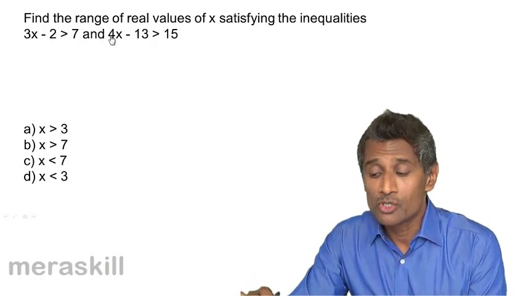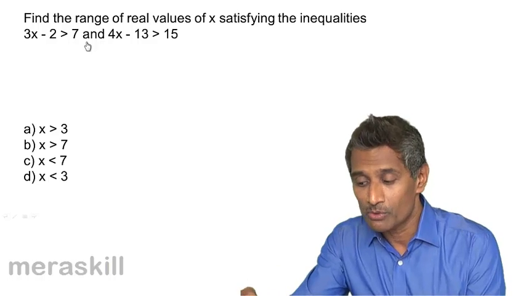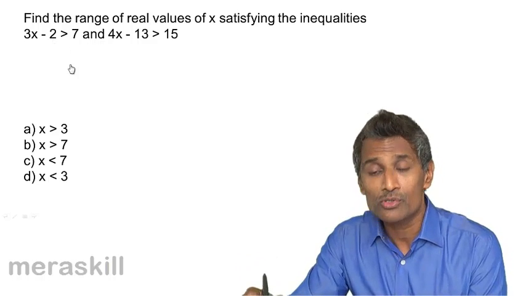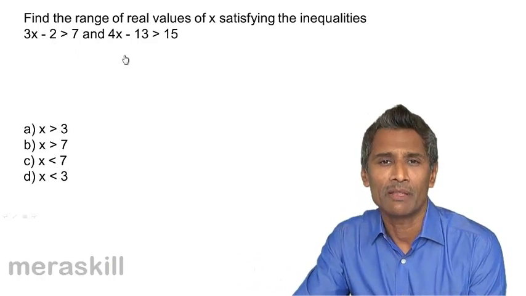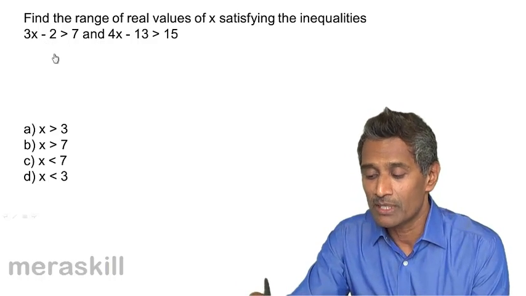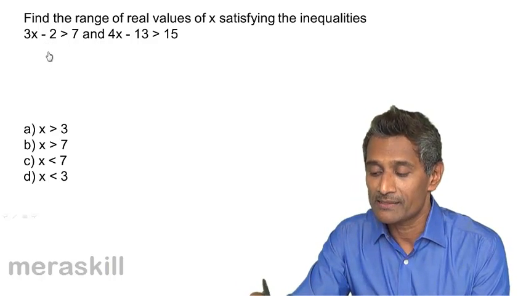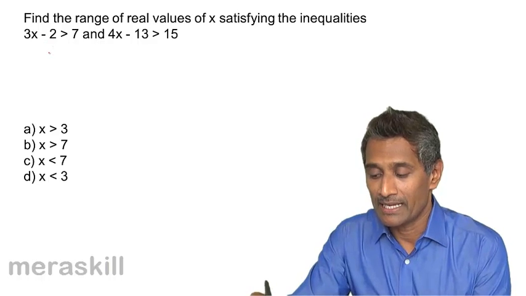Hence, we duplicate the process of what we did in the previous example. So we need to solve both these inequations, if not simultaneously, later on. So let's take this case of 3x minus 2 greater than 7.